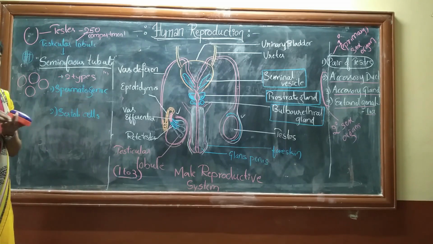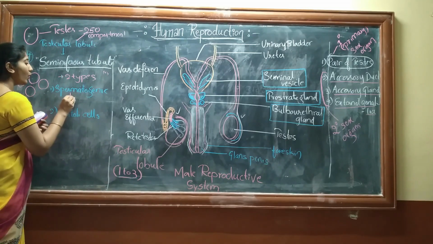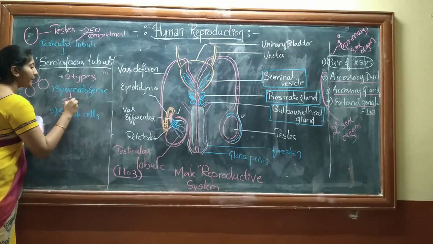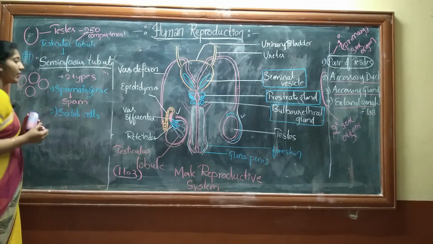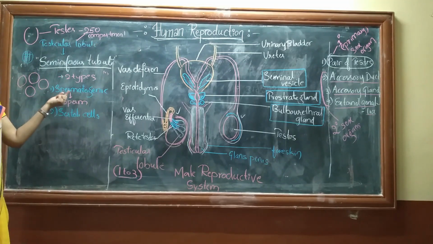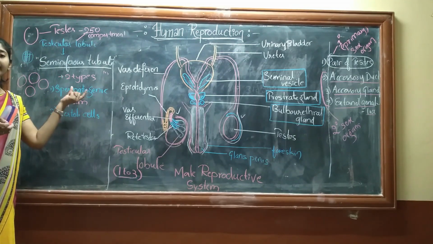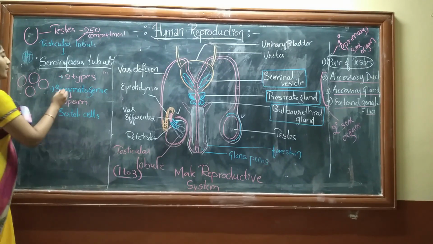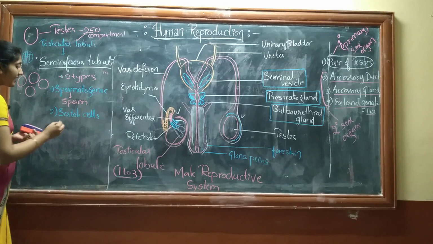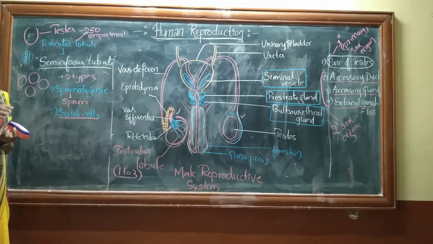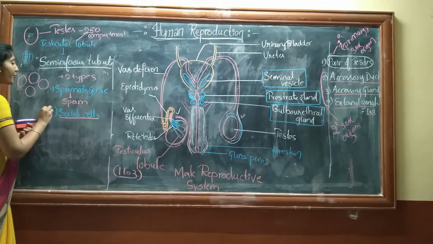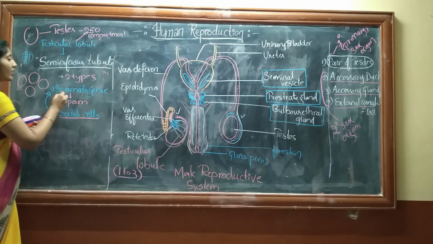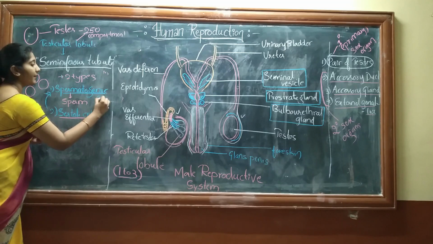Spermatogenic cells undergo meiosis division to produce the sperm. So these cells are responsible for producing the sperm. Sertoli cells are the cells which provide nutrition or nourishment to the spermatogenic cell.